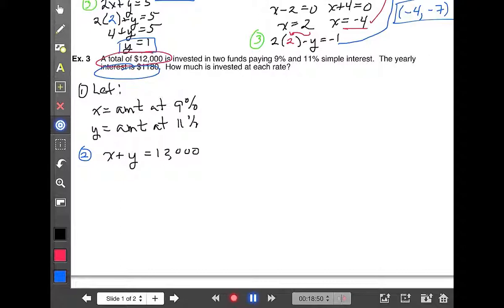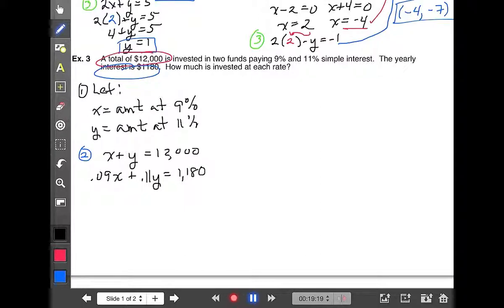All right, so to get my interest, I'm going to take 0.09 times the amount invested at 9%. That's going to give me the total interest for that 9% investment. Then I'm going to add to that 0.11 times the amount invested at 11%, and the total interest should be $1,180. There's my system.